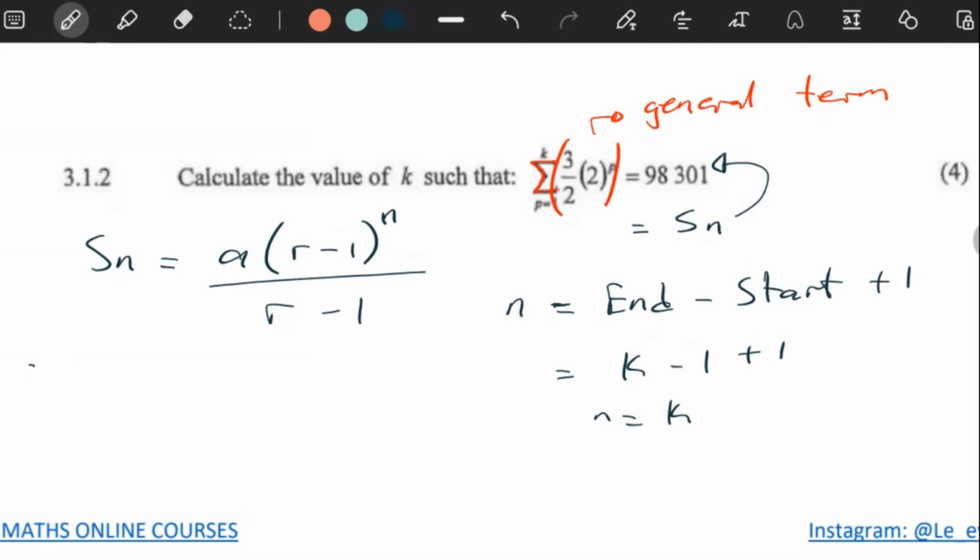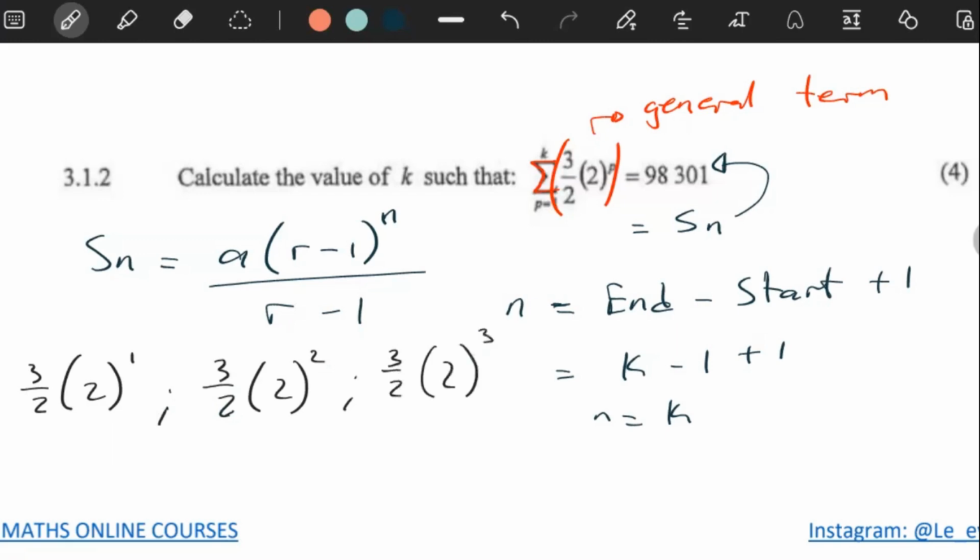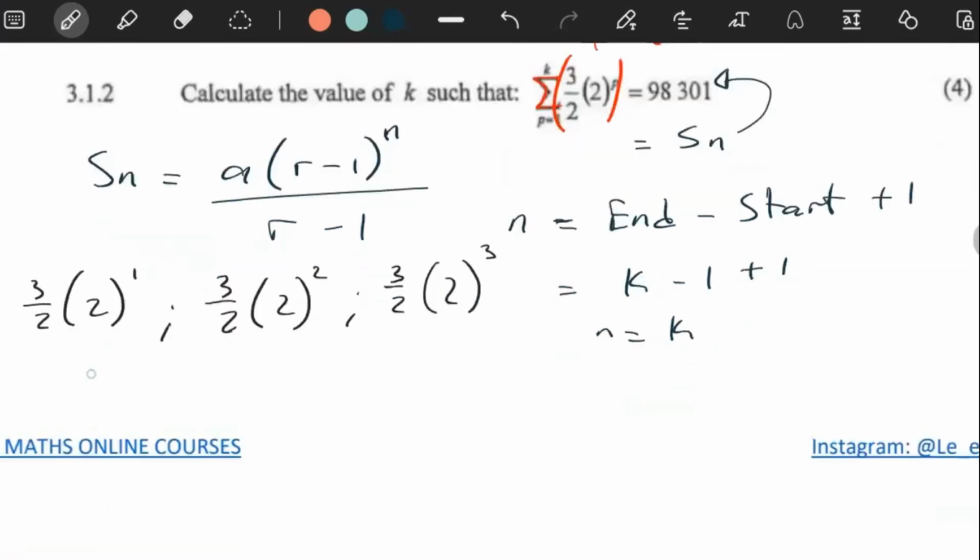So you're going to have 3 over 2, 2 to the power of 1 here. And then we know that this is going to give us our first term. Our second term is 3 over 2, the whole thing to the power of 2. Our third term is 3 over 2, the whole thing to the power of 3. So here we have the first term is a 3. And then in this situation, this is just going to give us a 4.